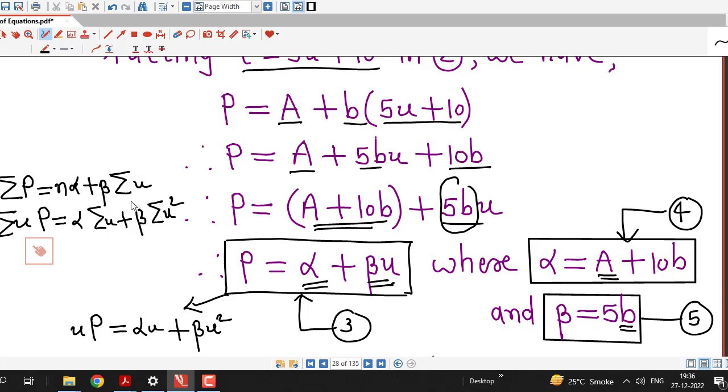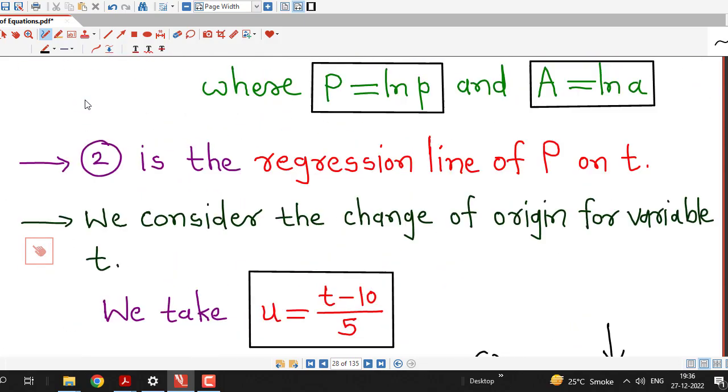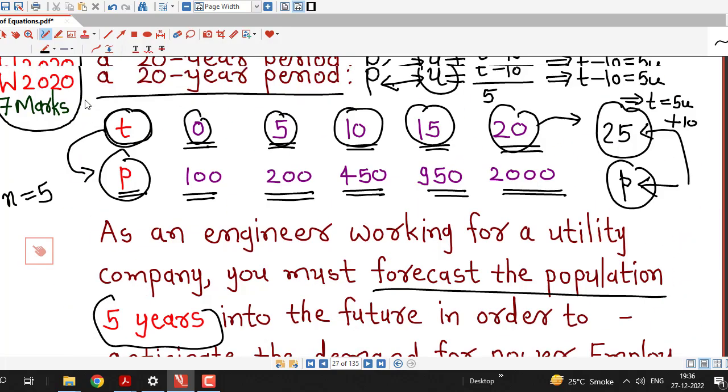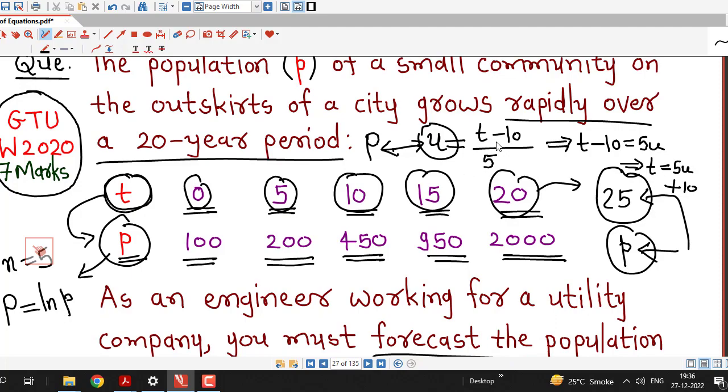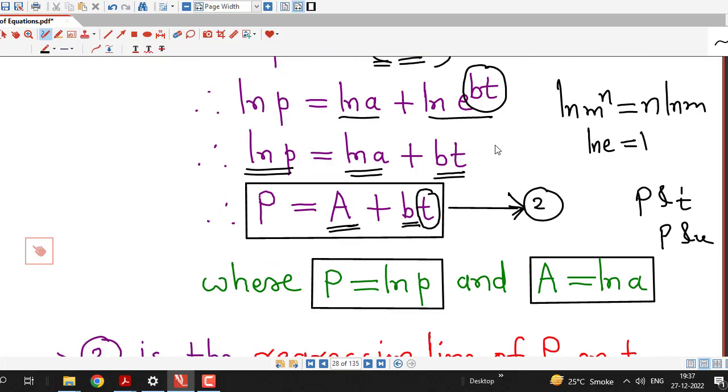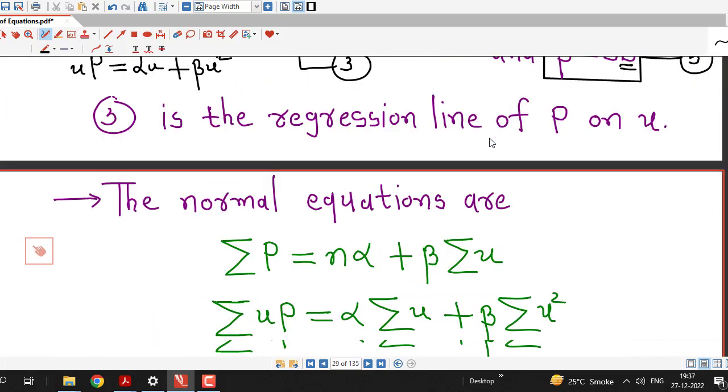Now observe that here you will require summation of u values, summation of u square values, and summation of u into P values. So we have to prepare the table for all these values, and this capital P is ln of small p. So that also we can decide from the given values of small p. From this small p we can decide capital P equal to ln p, and u will be equal to t minus 10 divided by 5. So accordingly I have to prepare the table.